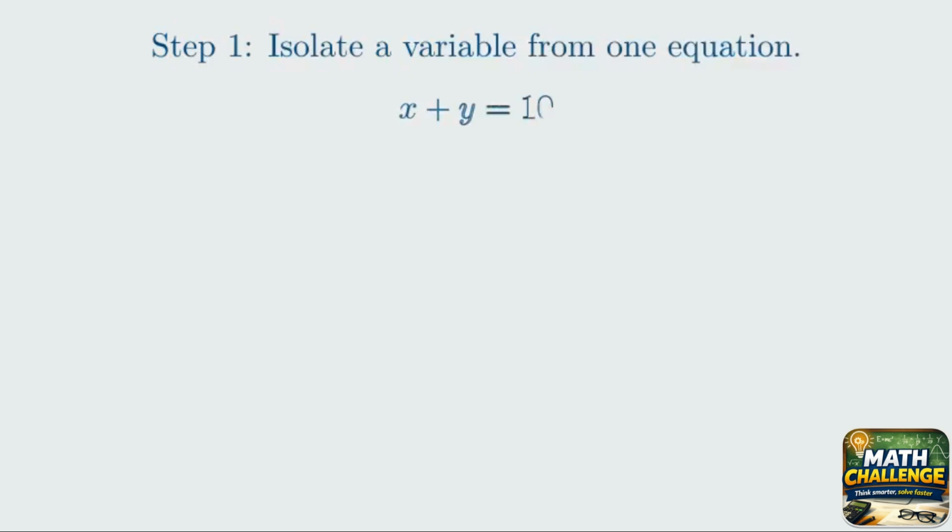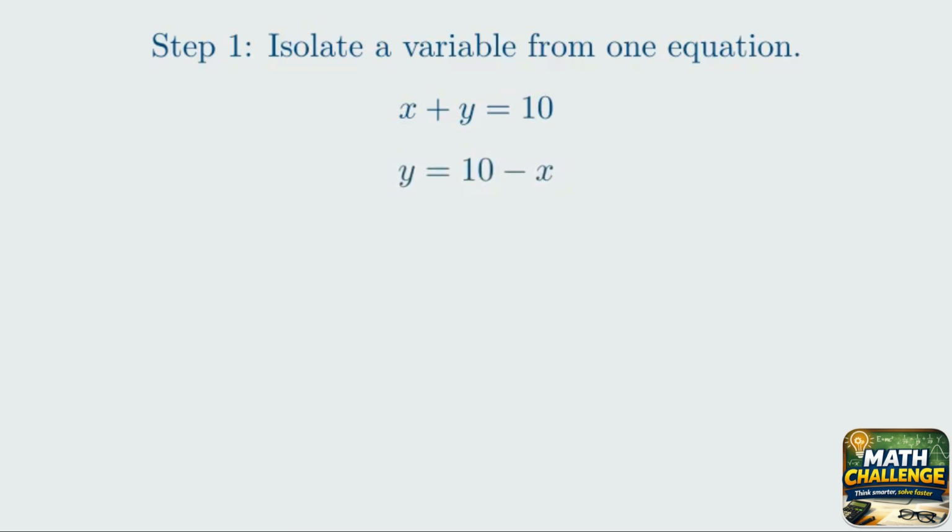Our first step is to isolate one of the variables. We'll start with our linear equation, x plus y equals 10, because it's the easiest to work with. Here's equation 1 again, x plus y equals 10. We can solve for y by simply subtracting x from both sides of the equation. This gives us y equals 10 minus x. This new equation tells us what y is in terms of x. This is the expression we will substitute.